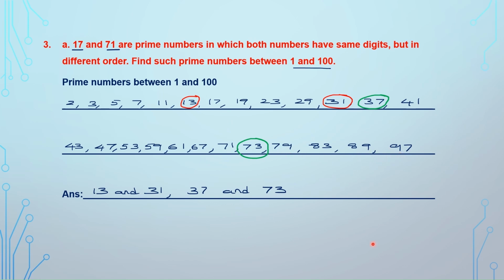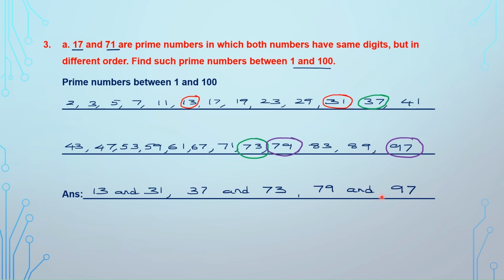79 and 97. So this is the next one, 79 and 97. So let's write that. The third set is 79 and 97. Next we have 83, 38 no, 89, 98 no.